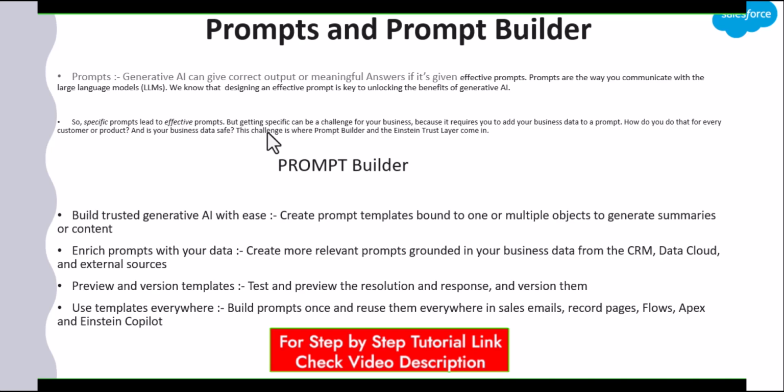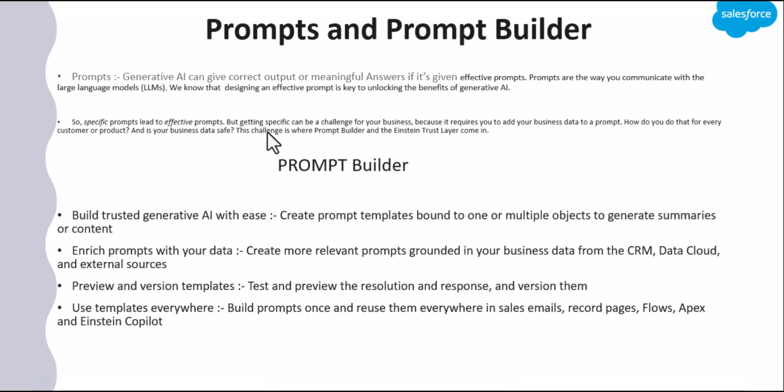And then we have preview and version templates, where we can test and preview the resolution and response and version them. That means after creating any prompt template for any action that we are going to assign to our AI agent, before assigning that action to our AI agent, we can test it, we can preview that resolution and the response, and version them also. That means we can give the generative AI version, like for ChatGPT we have ChatGPT 2, ChatGPT 3, ChatGPT 4, like that we can give the version to our prompt templates.